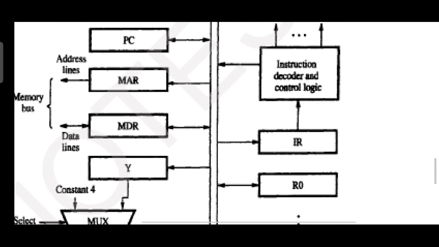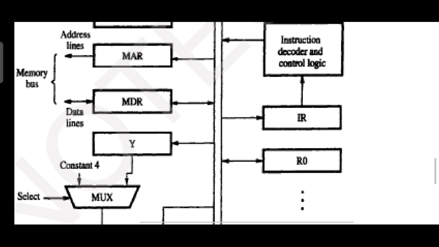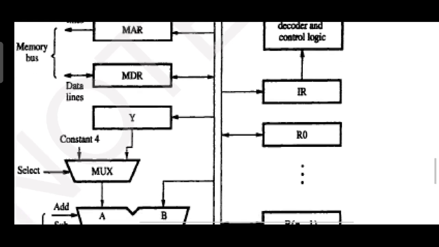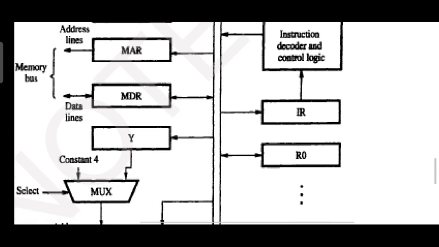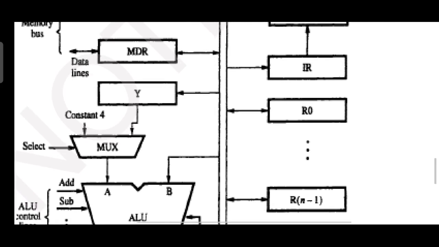Perform the read operation, then transfer it on to select. Select constant 4 actually. So select 4 is considered with respect to the multiplexer, right? Now PC out is transferred to Y in. Then you are supposed to select the constant value 4. So there are two inputs of the multiplexer: one is the content of Y, the other one is constant 4, right?